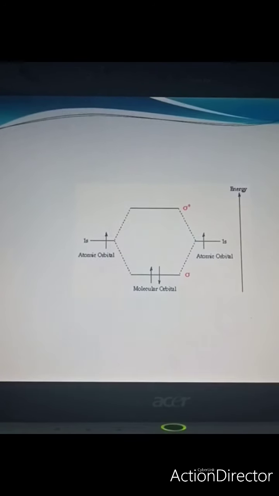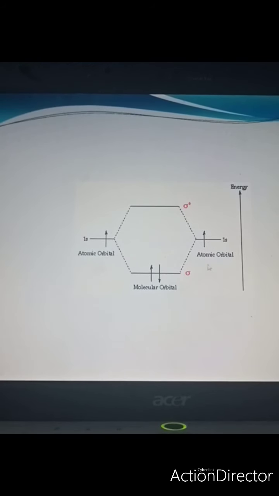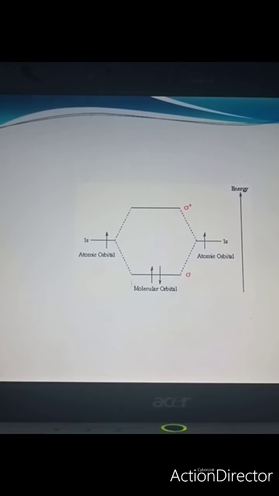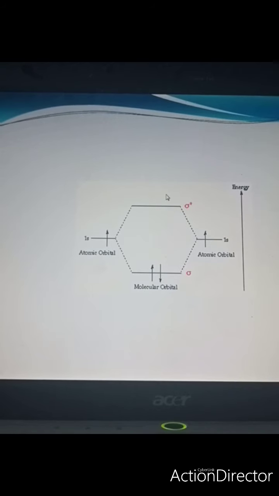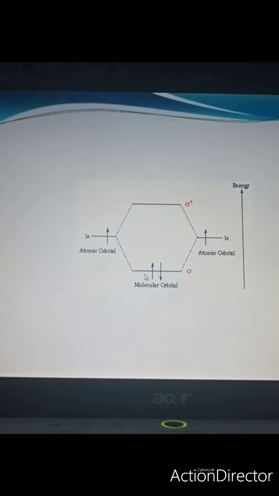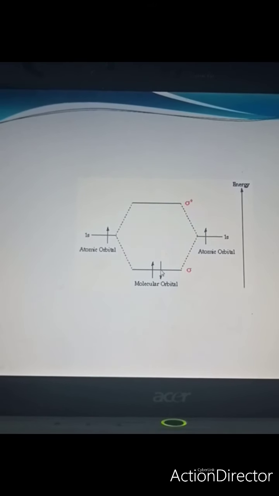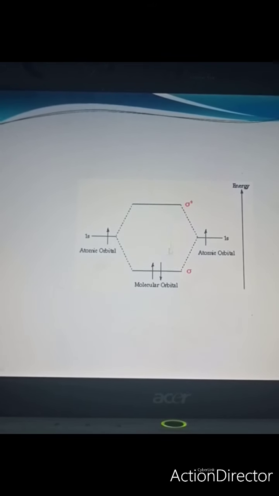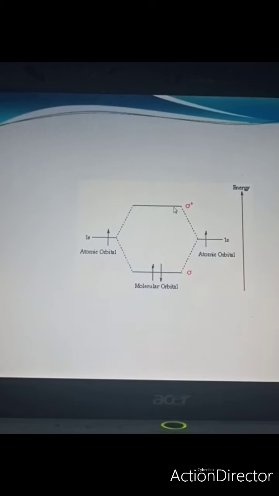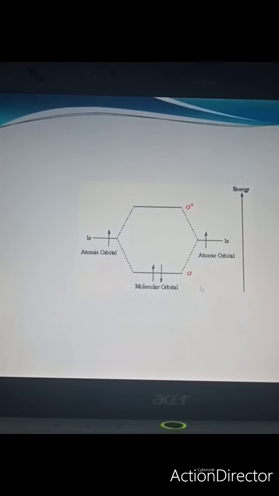This is the general view: two atomic orbitals of the same energy, when they overlap, result in the formation of a molecular orbital. Now this in-between region is that of the molecular orbital. This one is the bonding molecular orbital, which is at lower energy, and that will be the anti-bonding molecular orbital. Since s orbital overlap is there, that will result in sigma bonding and sigma anti-bonding.